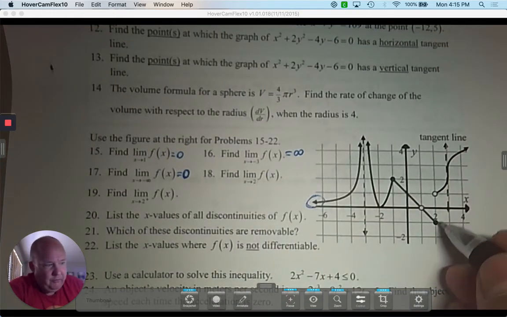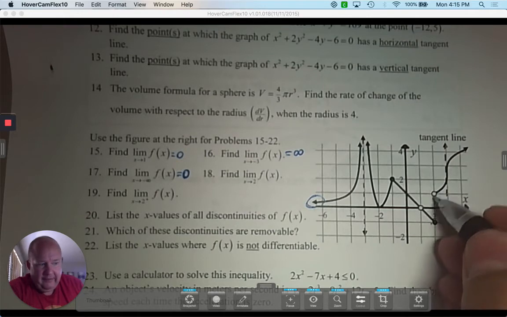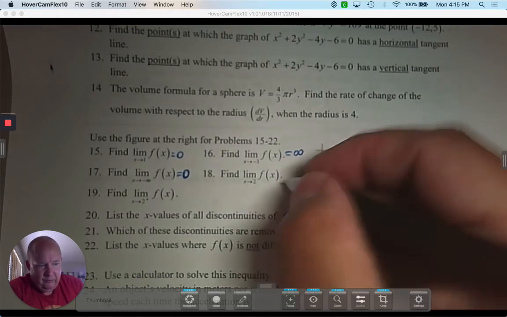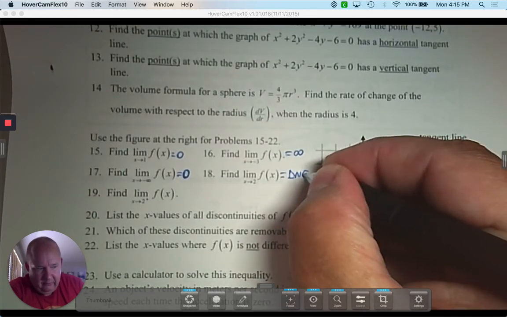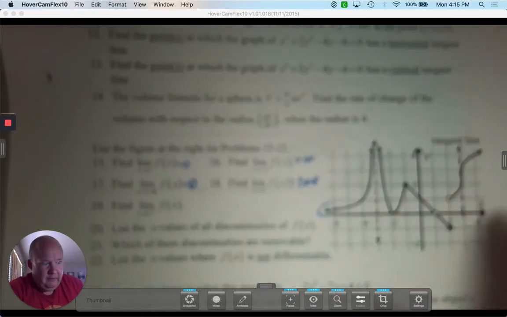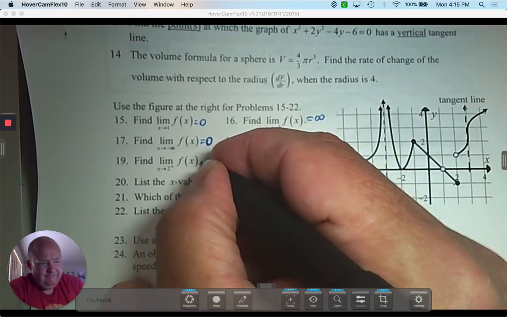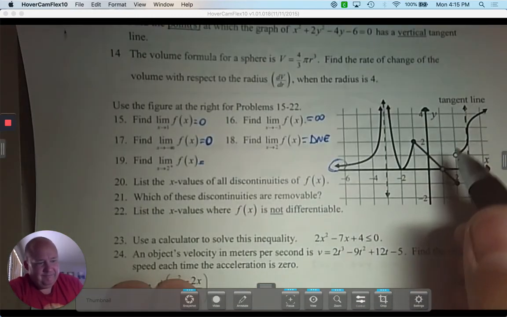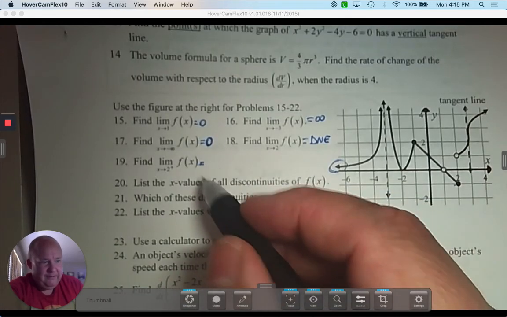So here's +2 from the left and from the right. Are they approaching the same y coordinate? In fact, there's a jump at 2. So there's only one correct answer here. This is the Mean Girl answer. The limit does not exist. Goes back to the movie Mean Girls at the end, right? Lindsay Lohan. Go back to the very first lesson for summer, right? I gave you a little clip of that movie.